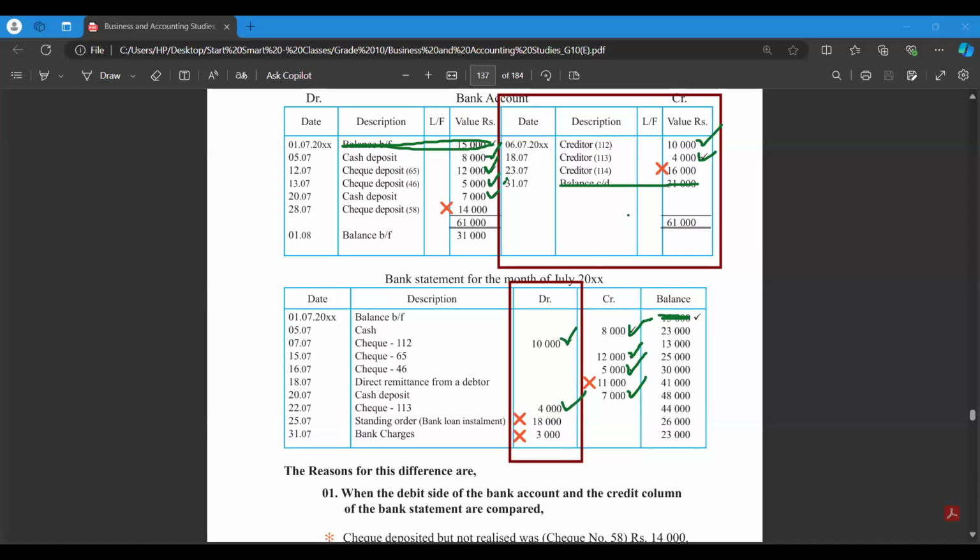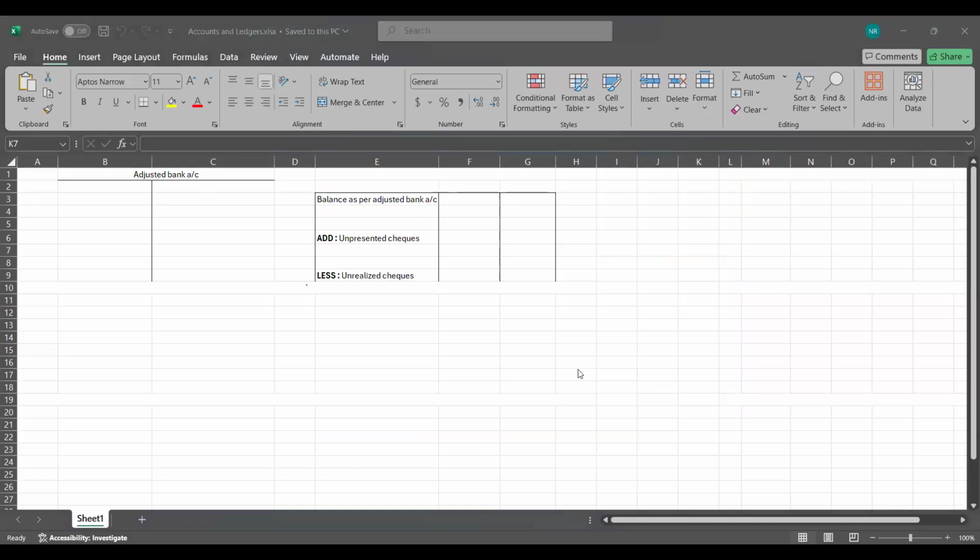So let's quickly start working on these questions. I'm going to take you to another slide now. Here we go. I'm going to use a T account format. If you all wish, you can use a T account format. Y'all can use the normal format of writing out things.